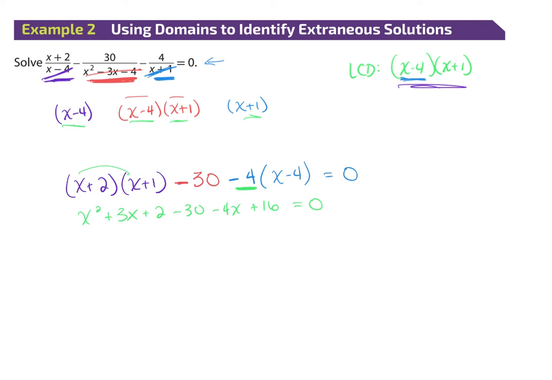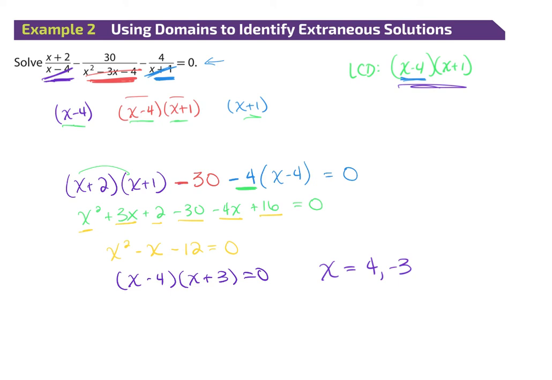They have x squared. He doesn't have anything to combine with. Positive 3 and negative 4 give us just a negative x. All right. And then we have a positive 2, a negative 30, and a positive 16. That is going to be a negative 12. And again, they were nice. This is nicely factorable. So it factors to x minus 4, x plus 3. My two possible answers are 4 and negative 3.